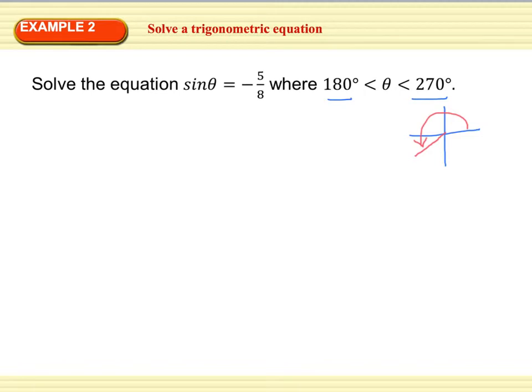Now, the issue, or it's not really an issue, but if you look back at that table on page 792, when you take the inverse sine of this value, inverse sines are only good for quadrants 1 and 4.